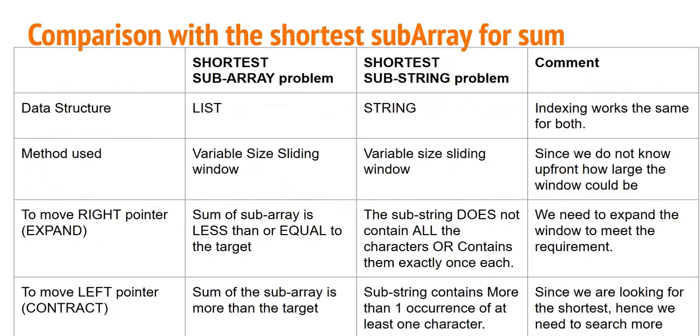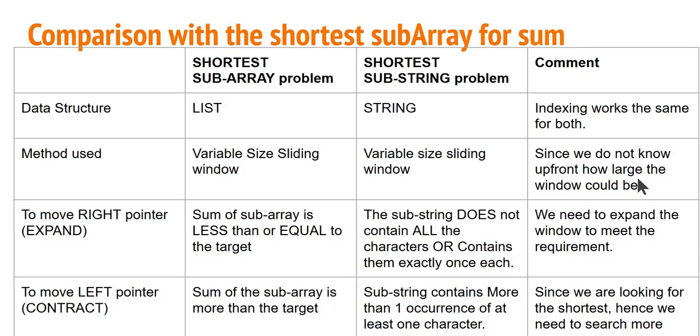Before writing any code, however, let's just take a bird's eye view of this whole thing. The data structure we used for the shortest subarray problem was the list, specifically a list of positive numbers. That was vital to our development. The data structure we'll use here is a string, but again, indexing works exactly the same for both, so no issues there, right?